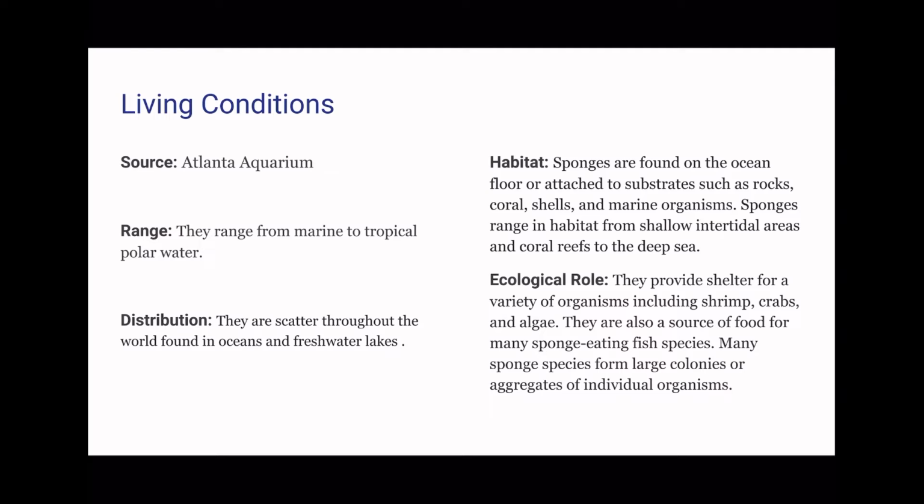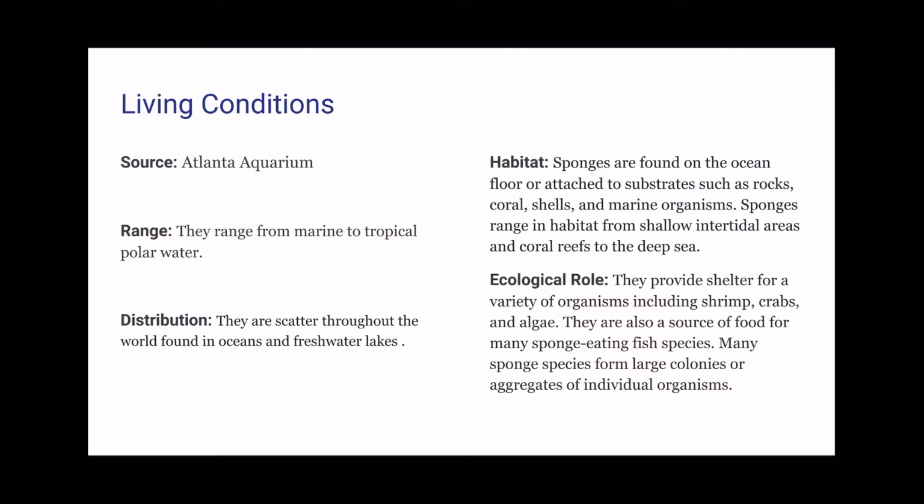The habitat. Sponges are found on the ocean floor or attached to substrates such as rocks, coral, shells, and marine organisms. Sponges range in habitat from shallow intertidal areas and coral reefs to the deep sea.